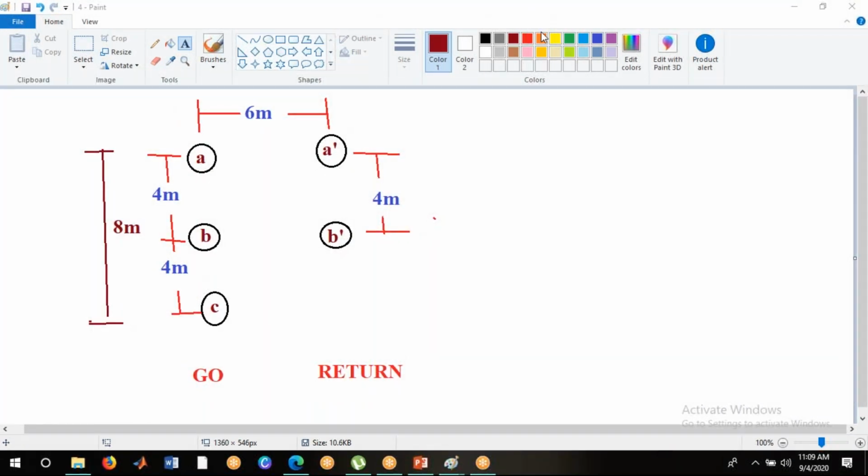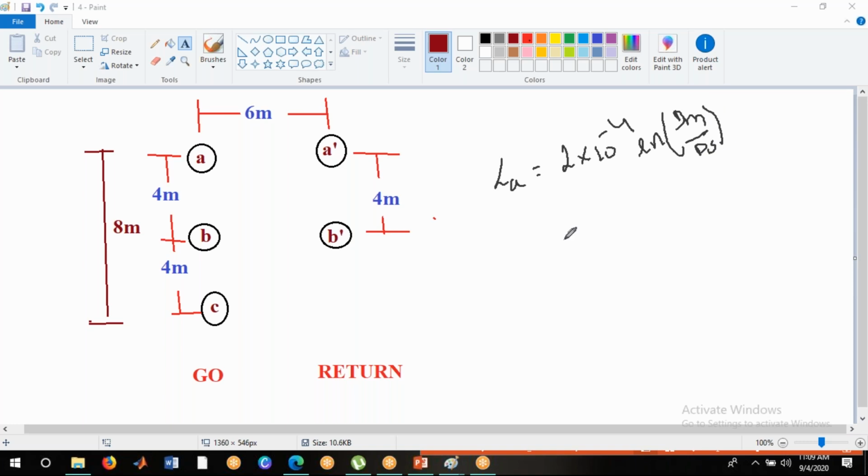Now we have to find the equation with respect to the go conductor, that is given by inductance of A is equal to... So they are asking that we have to find the inductance per kilometer, right? So I am writing this equation in terms of kilometer: 2 into 10 power minus 4 ln of Dm by Ds. Right, so this is the equation we have to find. Now how can we calculate the Dm?